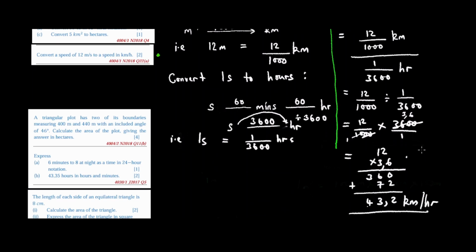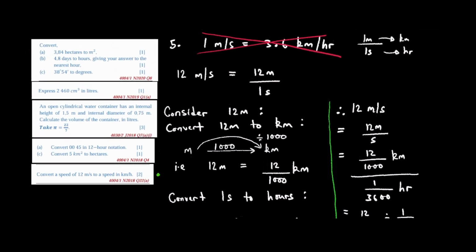43.2 kilometers per hour. To test whether you have understood, I want your task to be this: 1 meter per second is equal to 3.6 kilometers per hour. What is your task? Prove that 1 meter per second is equal to 3.6 kilometers per hour. That's your task. Do you understand?